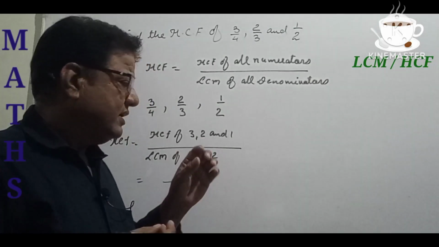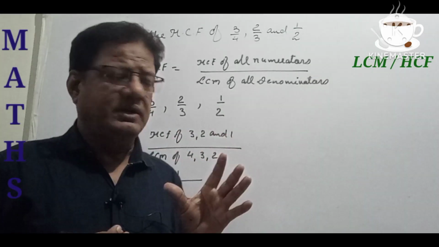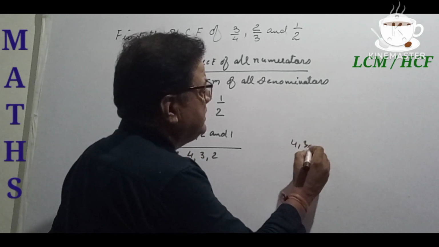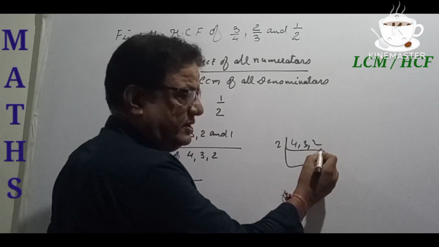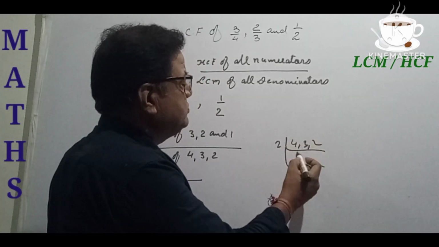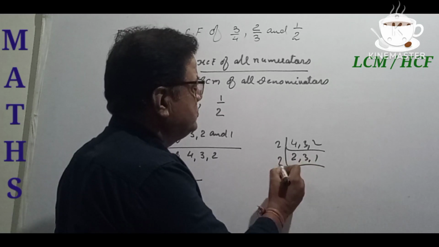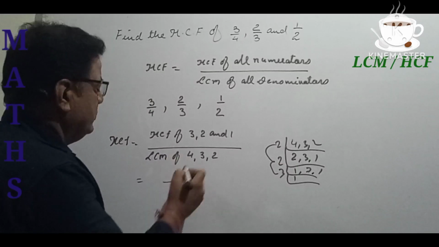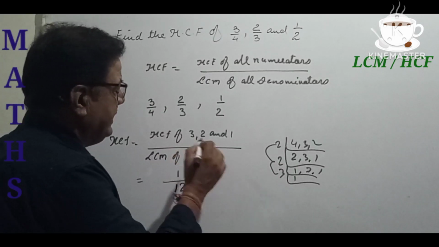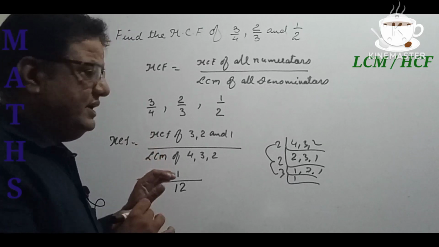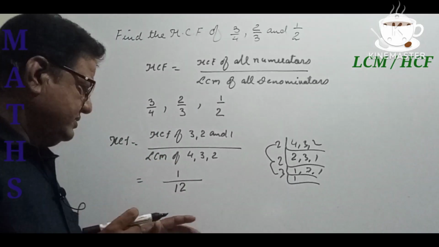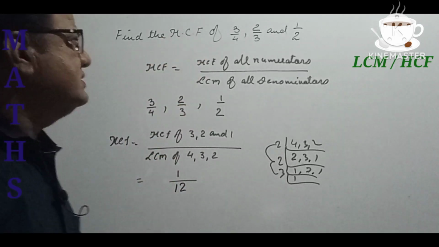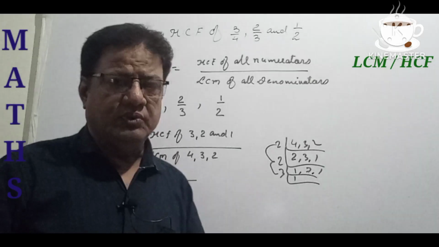LCM means the least common multiple. We write 2, 3, 4 and divide by 2 to find the LCM using this method. 2 2s are 4, 3 and 2 1 is 2, 2 1 is 2, 3 and 1 and 3. 3 2s are 6, 6 2s are 12. And we know the LCM of 3, 4 and 2 is 12. Then we reach the result: 1/12 is the SCF of the given numbers 3/4, 2/3 and 1/2.